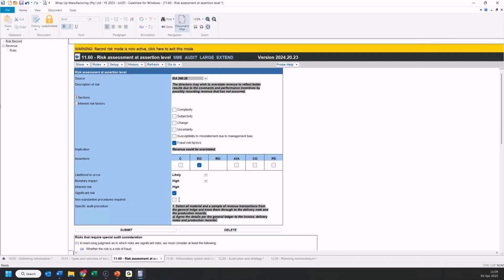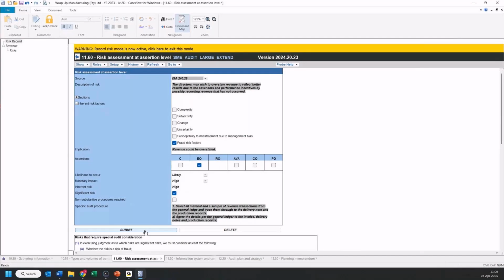We did not identify that to be the scenario for wrap-up manufacturers, so we're not going to design non-substantive procedures just because we cannot get sufficient appropriate audit evidence. That does not mean that we're not going to test controls or not identify controls. We will look at that shortly. But for the moment, that is the first risk that we've recorded. I've completed all of the fields, and I will then click submit.